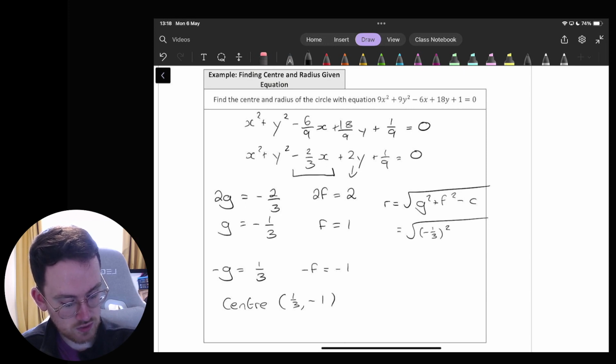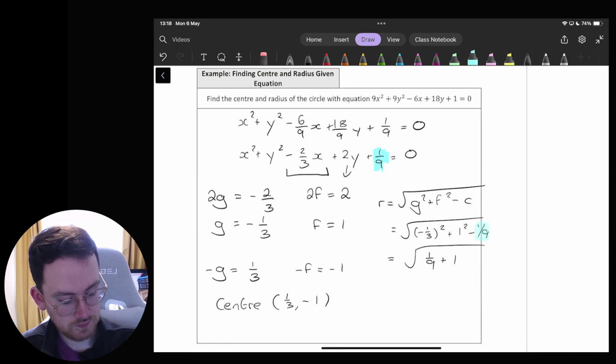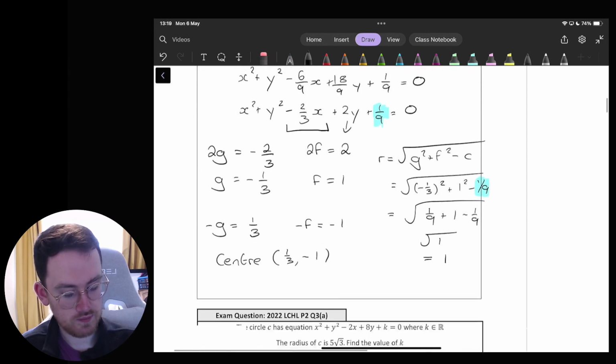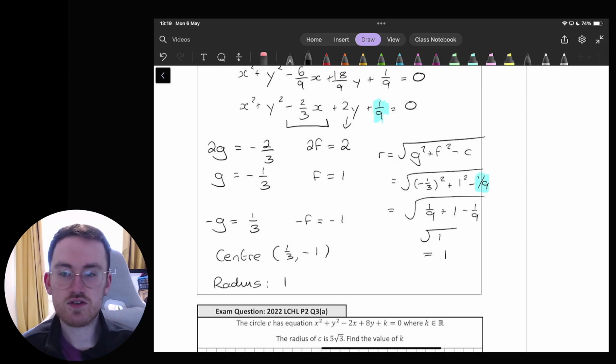So minus 1 over 3 plus 1 squared minus c, and here c is just 1. Oh sorry, c here is 1 over 9, of course, because we're taking the version after we've divided. So that's going to be 1 over 9 plus 1, minus 1 over 9, which is the square root of 1, which is just 1. Okay, so center of 1 over 3, minus 1, and radius of 1.